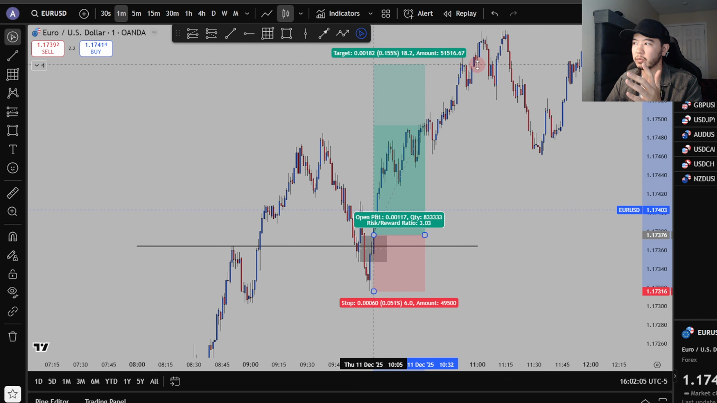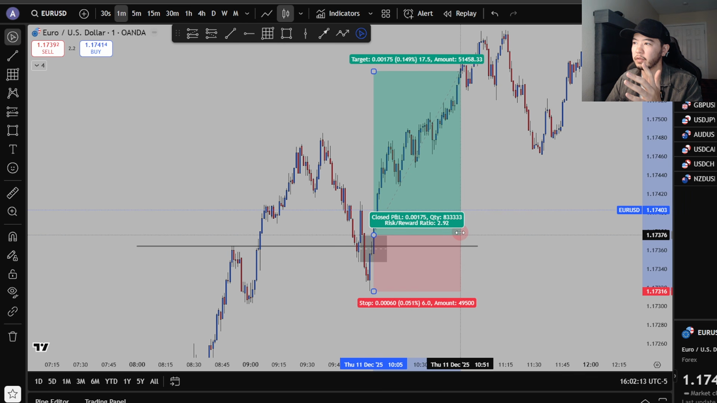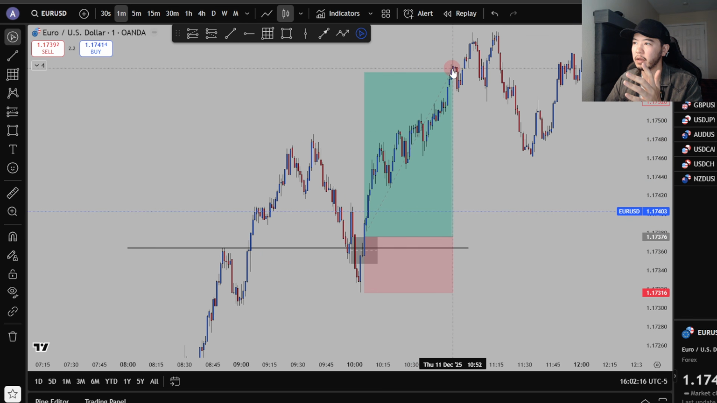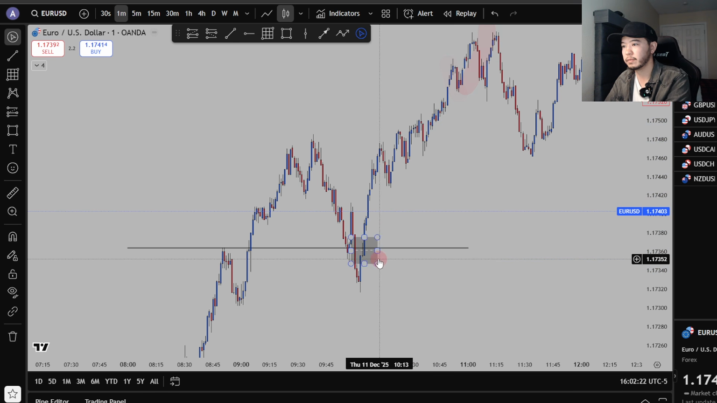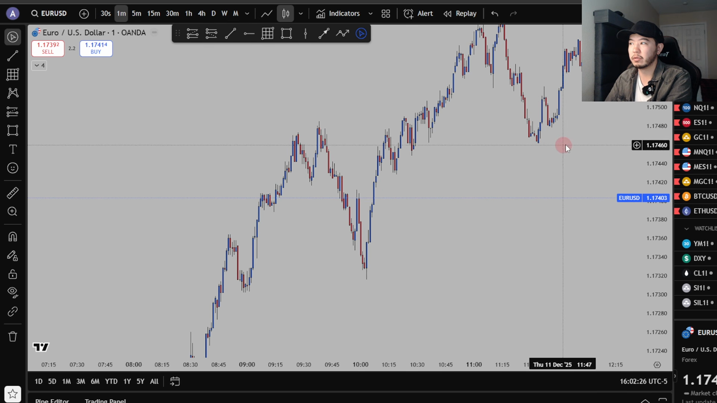Second or third can be some sort of psychological number. Let's say 1740 or 1750. So you could have gotten out the remaining on the 1750. See, right around 1750. Then the price sold off a little bit and then continued. Just like that. So it works on pretty much everything.